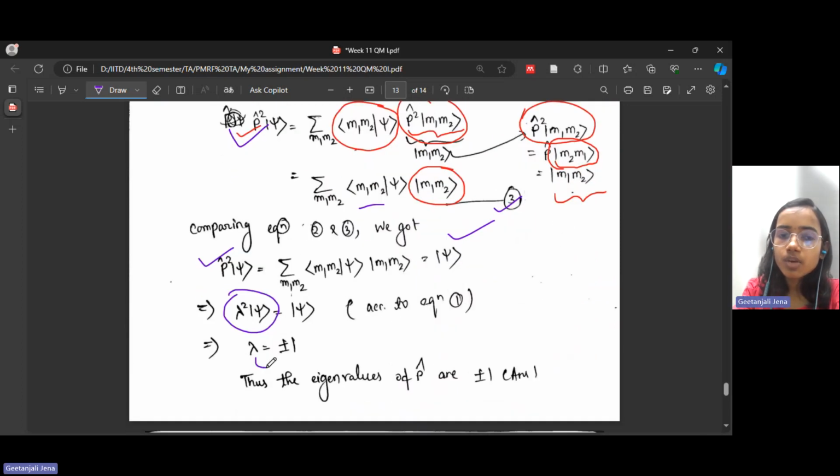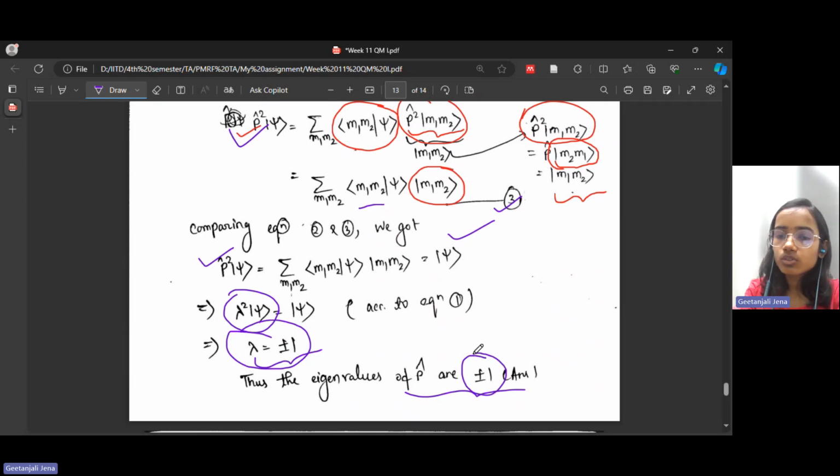So that means the value of lambda you will get is plus or minus 1. So lambda squared psi is psi, and from this you will get the value of lambda as plus or minus 1. So that means the eigenvalues of P are nothing but plus or minus 1.